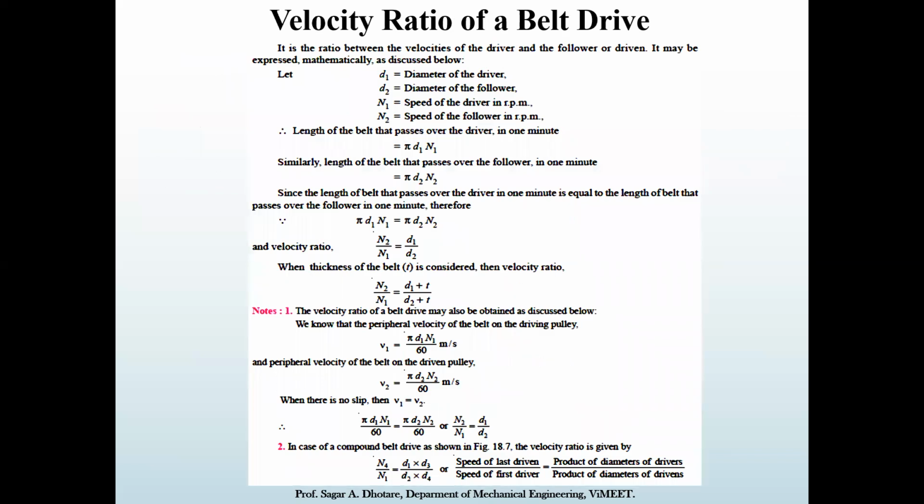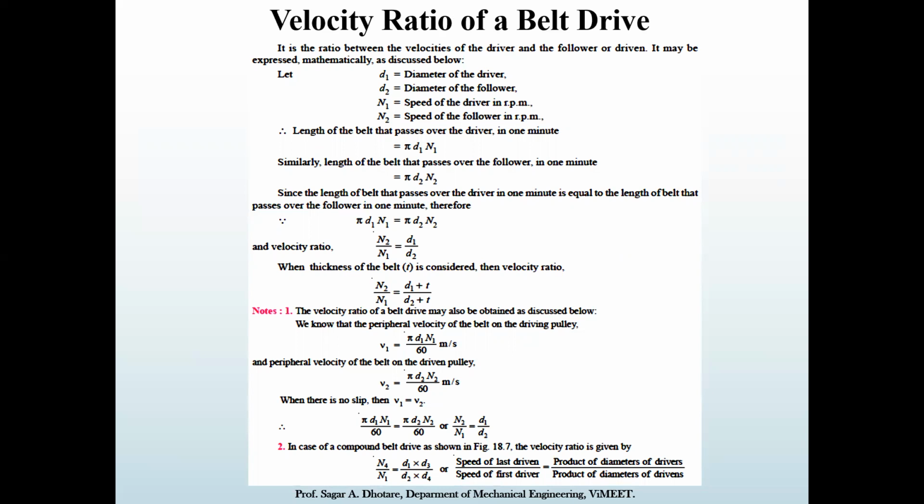Then we need to identify the velocity of the belt drive. So to calculate velocity, we need to use the empirical relation, or you can say velocity relation, that is pi d n. Okay, so d1 is the diameter of the driver, d2 is of the follower, or you can say driven. Then n1 is the speed of the driver and n2 is the speed of the follower.